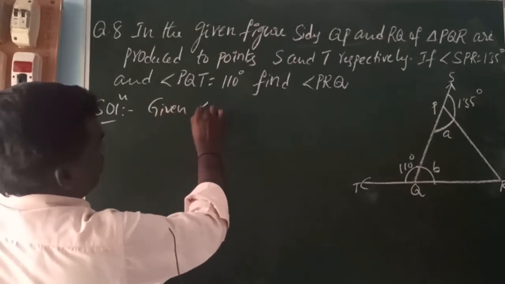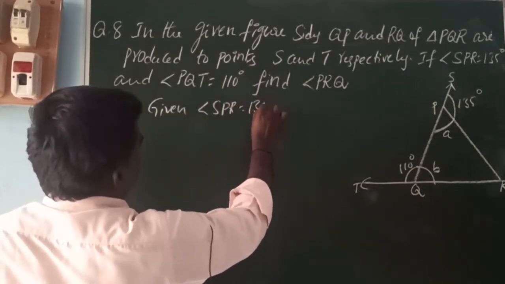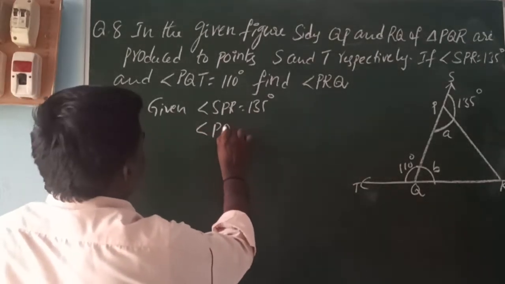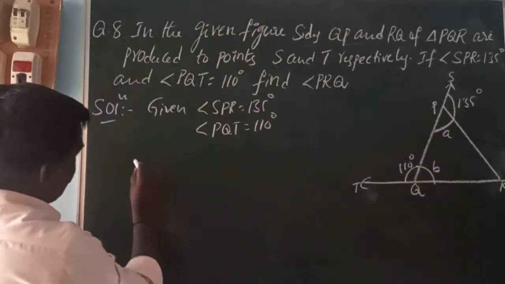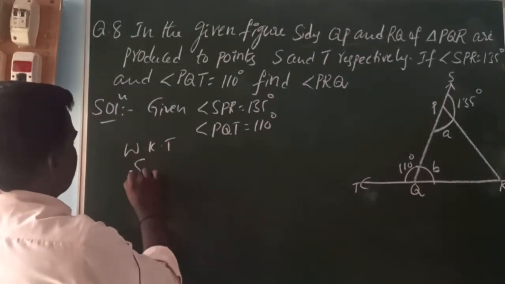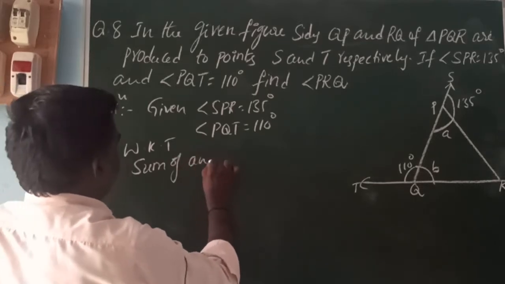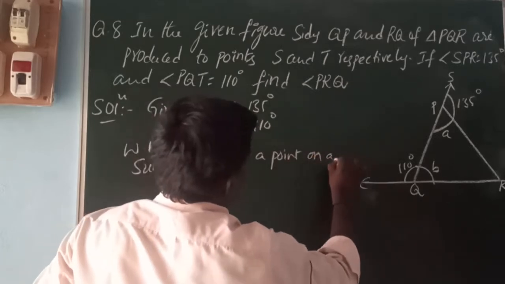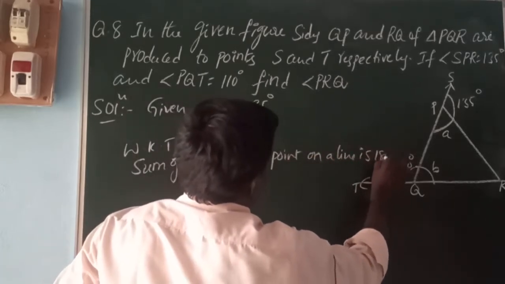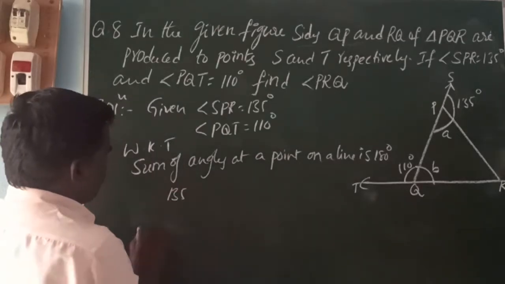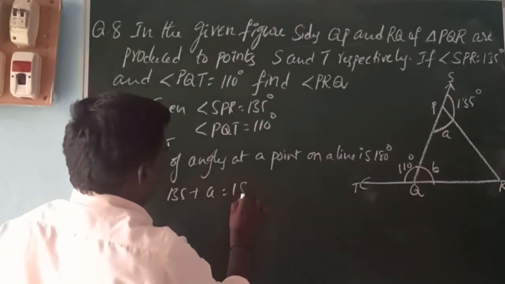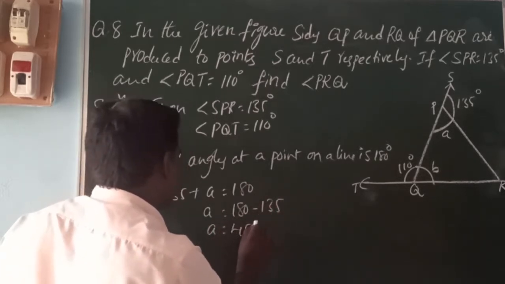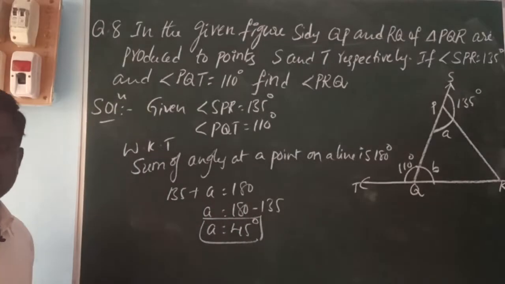Given angle SPR is equal to 135. Next angle PQT is 110. We know that sum of angles at a point on a line is 180 degrees. So here at the point P, 135 plus A is equal to 180. A is equal to 180 minus 135. A is equal to 45 degrees.